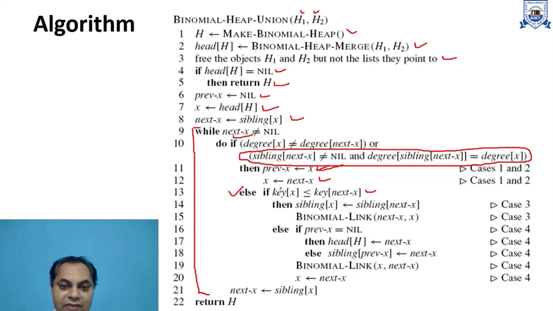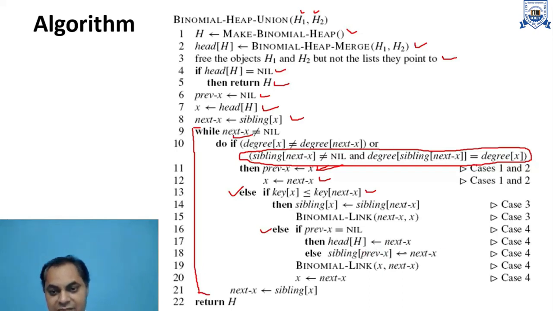Now if this condition doesn't hold, that means key of x is greater than key of next of x, so we are in case number 4. In case 4, first of all we check whether previous of x is available or not. If it is nil, then next of x becomes the head h. Head h will point to the next of x.